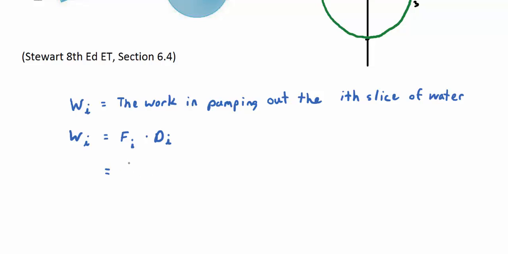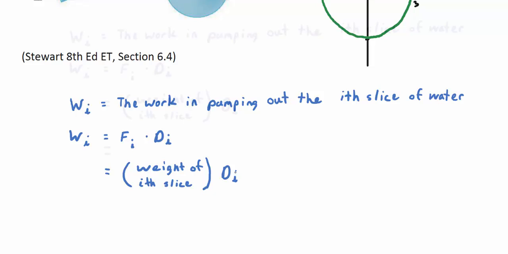So just to make this explicit, F sub i is the weight of the ith slice of water. D sub i we'll talk about, it's not as hard to get D sub i, we'll talk about that in a couple minutes. So that's also force times distance right there. So let's concentrate on getting the weight of the ith slice of water.